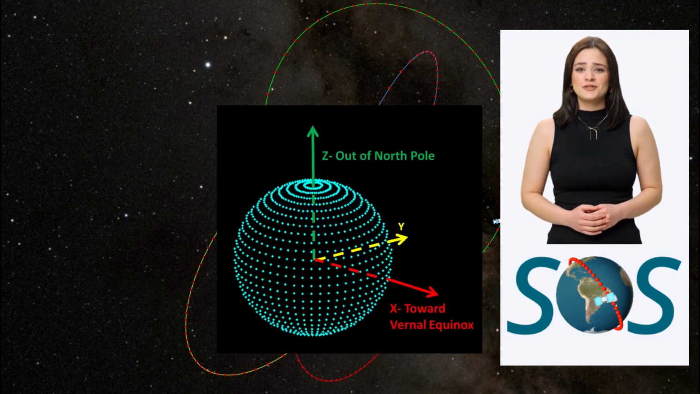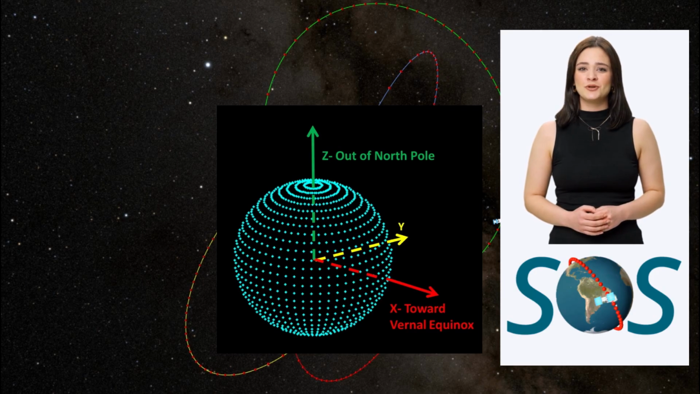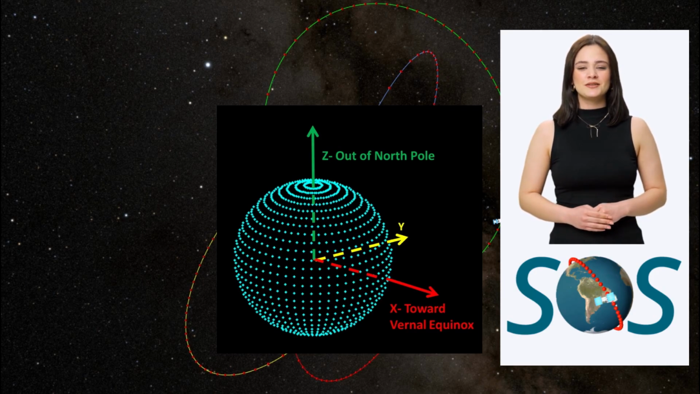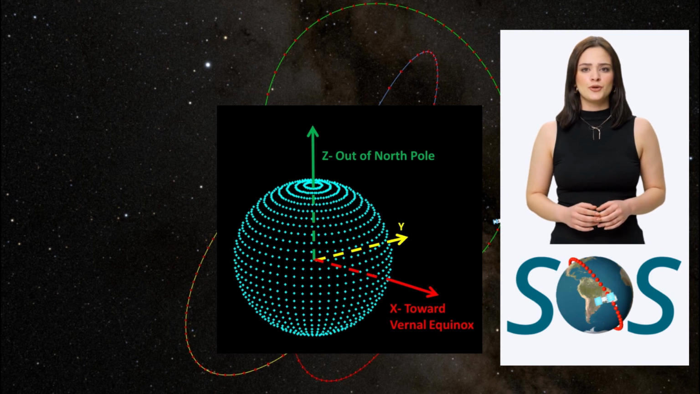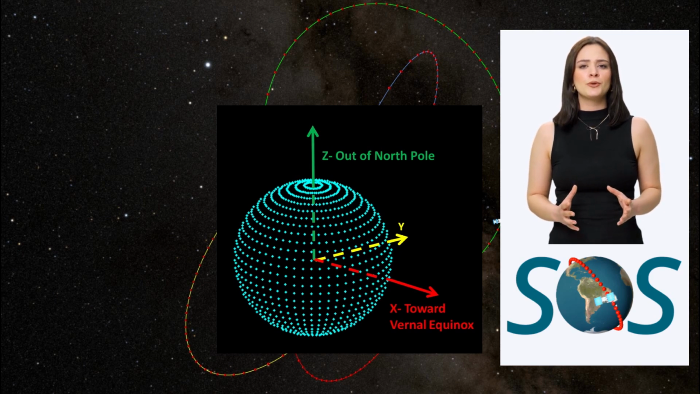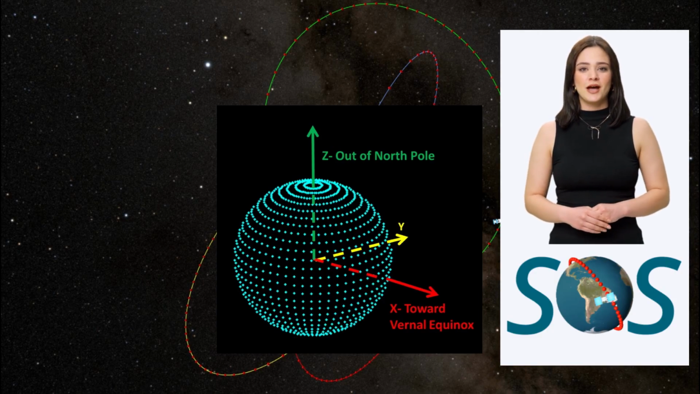The origin of this coordinate system is the center of Earth, and its z-axis points toward the North Pole. The xy-axis plane is Earth's equatorial plane, and the x-axis points toward vernal equinox. I show this in the image on my right. This reference frame does not rotate with Earth, and it is normally used for near-Earth space operations.